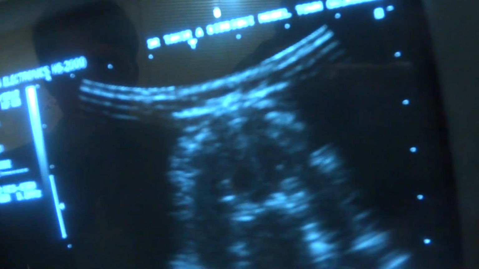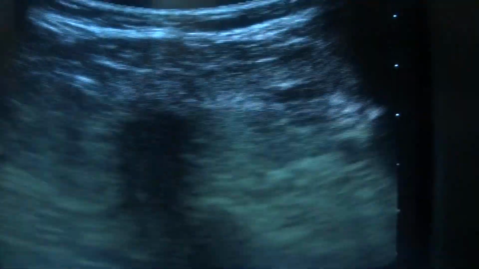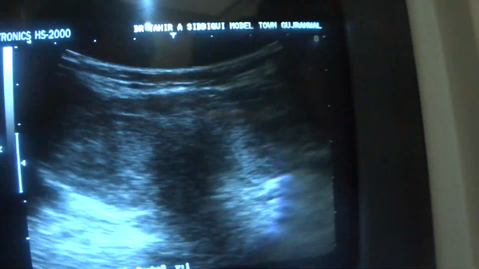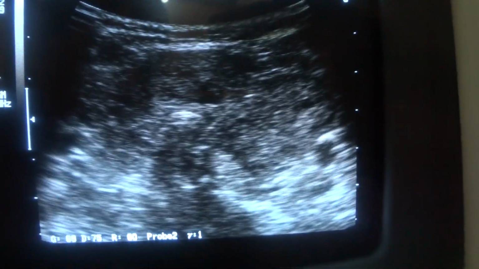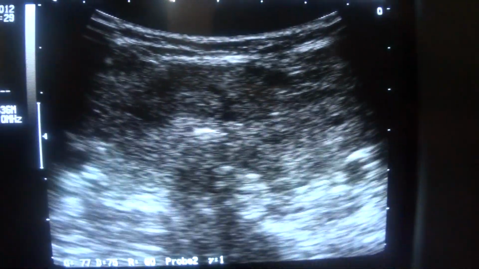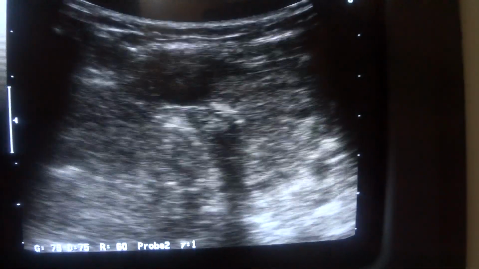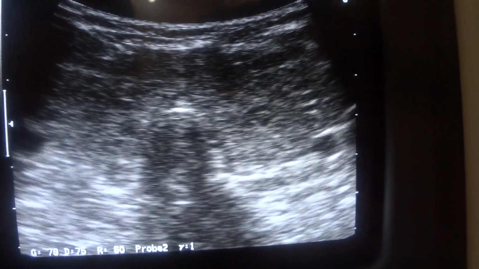This is the scanning technique of the thyroid. Let's see what we can see in this patient. I place the probe transversely, and this is what I am so far able to get. I am getting both lobes together.